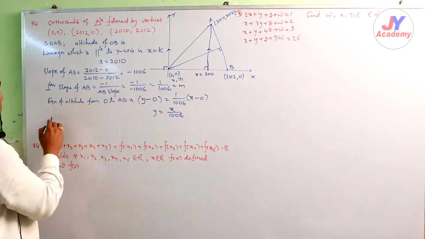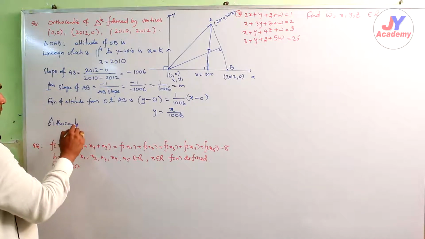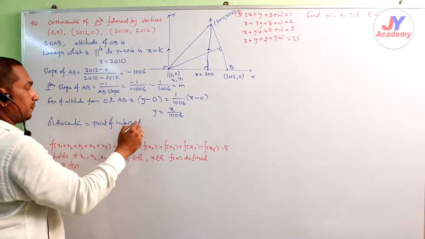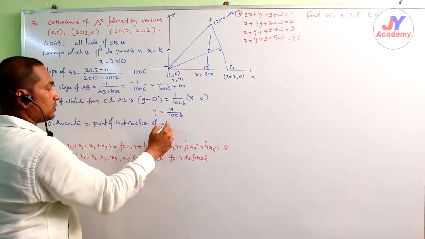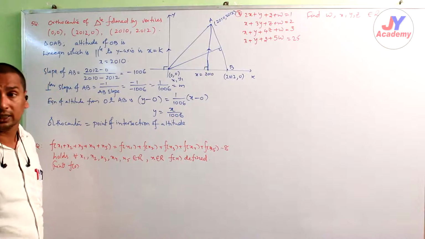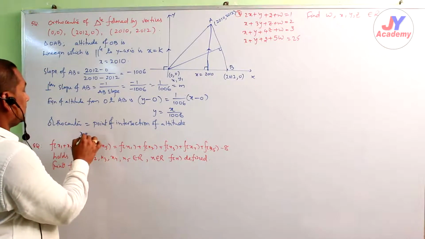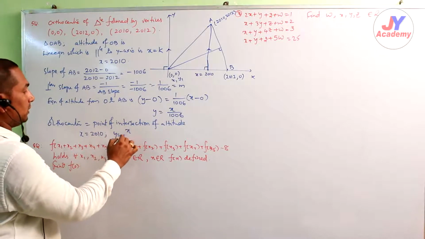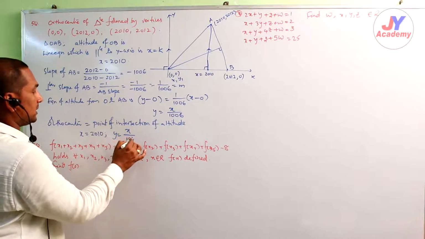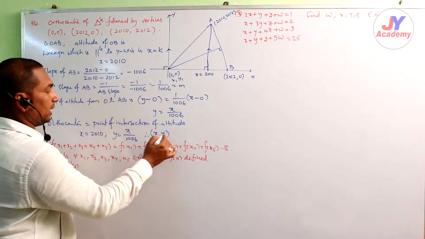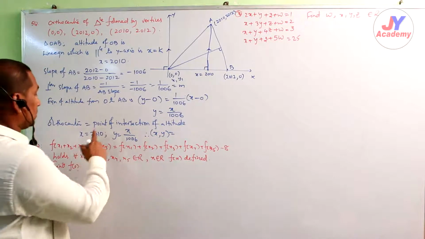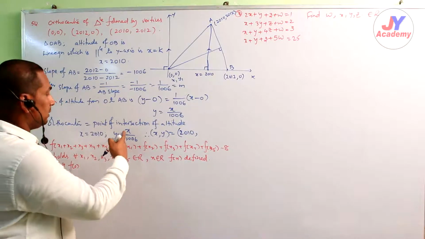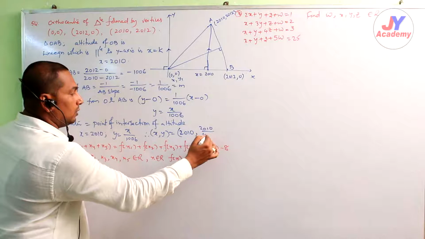Now orthocenter is equal to the point of intersection of altitudes. What are the altitudes? x is equal to 2010, one altitude. y is equal to x by 1006. So therefore x comma y is the orthocenter. X coordinate 2010. What is the y coordinate? 2010 by 1006.